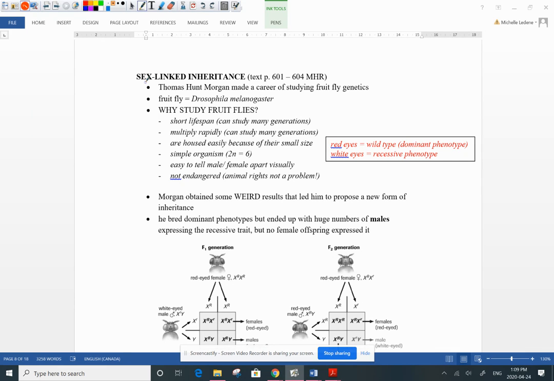You can study them because they're easy to house. They're very small, they have a short lifespan, and they multiply very rapidly, many generations in a short amount of time. And they're easy to tell male and female apart, and they're very simple.